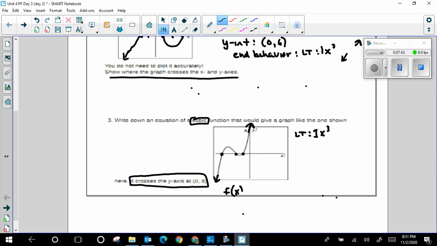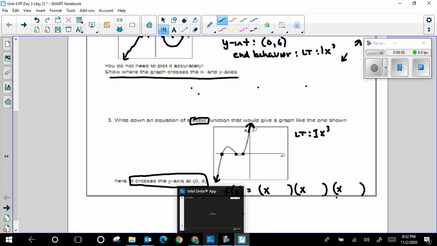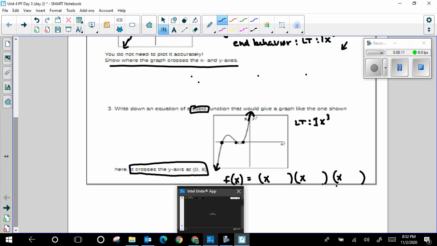So now I need to write my function. I got to have 3 factors because I have 3 zeros. I'm going to have x, x, and x. I'm sorry, they're all going to have to be positive because my zeros are negative. Okay, so if I have to think about 3 numbers over here that are going to multiply to positive 8, this could be a negative 4, maybe a negative 2, and a negative 1.